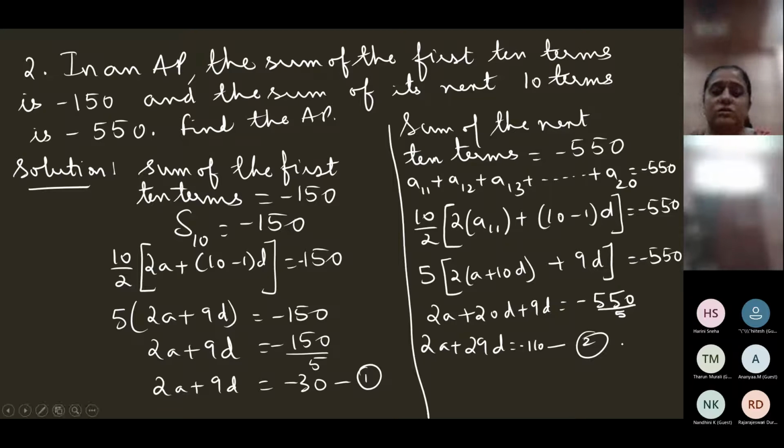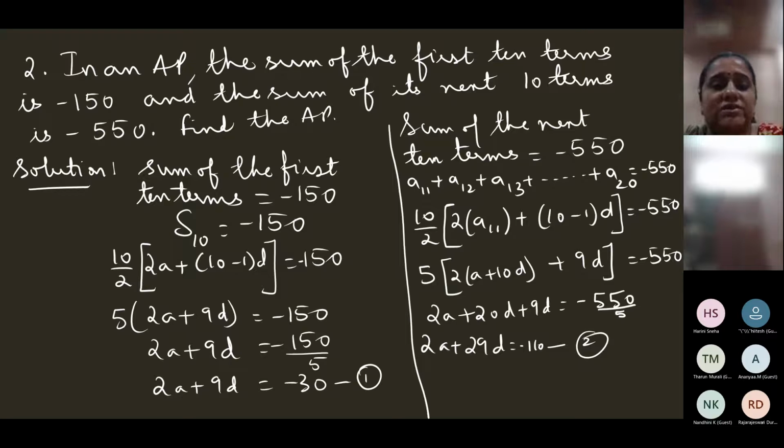All right. So here, please listen, children. In an AP, the sum of the first 10 terms is minus 150. First 10 terms, so S10. The formula is designed to find the sum of the first n terms. So the sum of the first 10 terms is minus 150, which means S10 is minus 150.